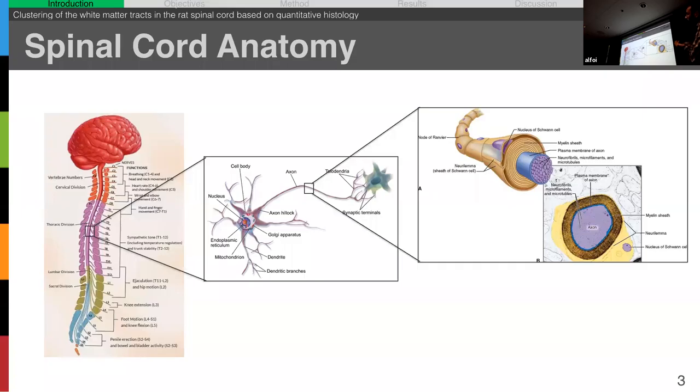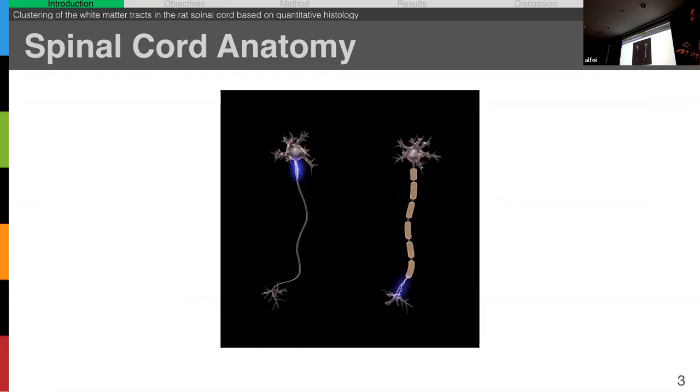at the axon, there are two distinct types of axons: myelinated axons and unmyelinated axons. Here we have an example of the myelinated axon with a myelin sheath, which is a lipid layer that surrounds the axon and is responsible for the propagation of information.